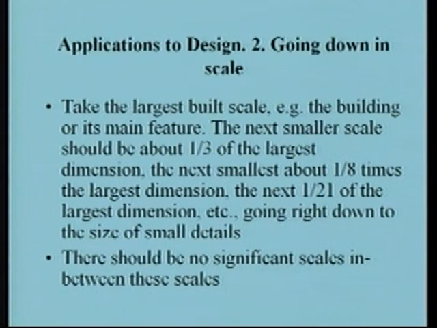So let me now show a corollary application, starting from the largest built scale, say the size of the building itself or one of its main features, and going down in scale. I will use exactly the same numbers, and this time I will divide by those numbers to get the ratios. So the next smallest scale should be 1/3 of the largest dimension. The next smallest scale should be about 1/8 the largest dimension. The next should be about 1/21 of the largest dimension, etc.